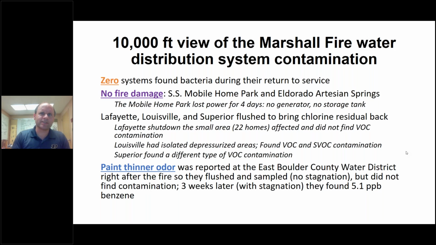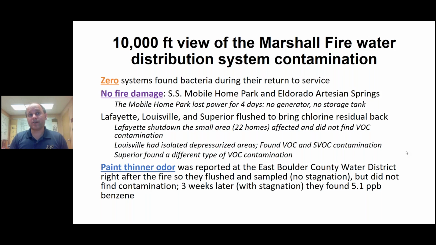These very small systems, like this mobile home park, they lost power for 4 days. They had no generator. They had no storage tank. They also didn't have any fire effects. They just had wind damage. And so chemical testing there really wasn't necessary. The city of Lafayette, Louisville, and Superior had chemical contamination, or excuse me, fire damage to properties in their service areas. They needed to do testing, and they did.